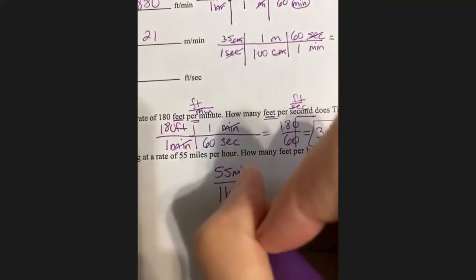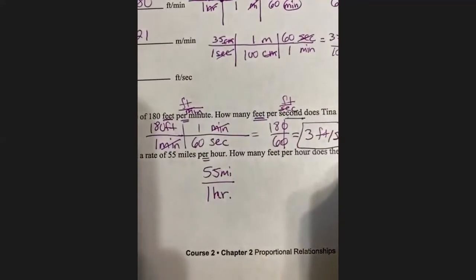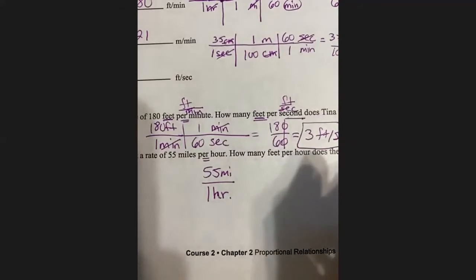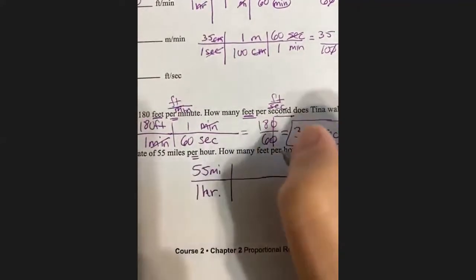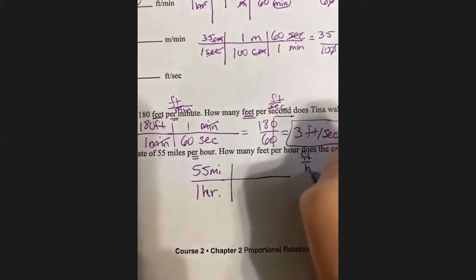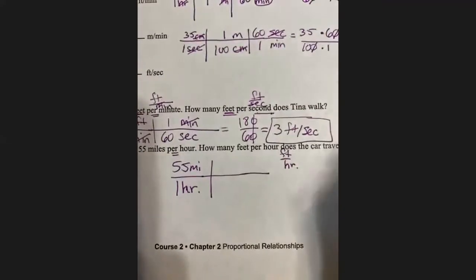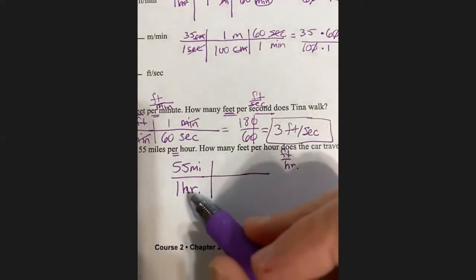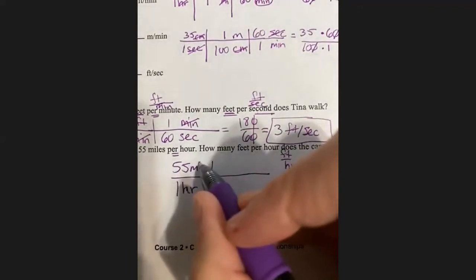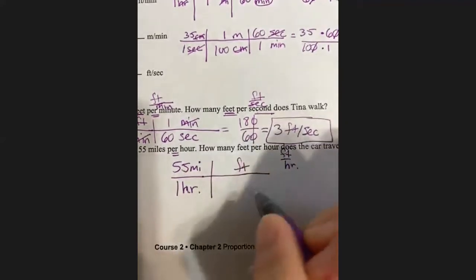Last problem we're going to try here. A car is traveling at a rate of 55 miles per 1 hour. How do I know it's 1? Because it doesn't specify it's per hour. It's understood to be 1 as a unit rate. It says how many feet, and I want to convert this to feet per hour. So again, the hour is on the bottom, and I want the hour on the bottom, so I don't have to do anything to the hours. I just need to convert the miles to feet, and I want the feet on top.